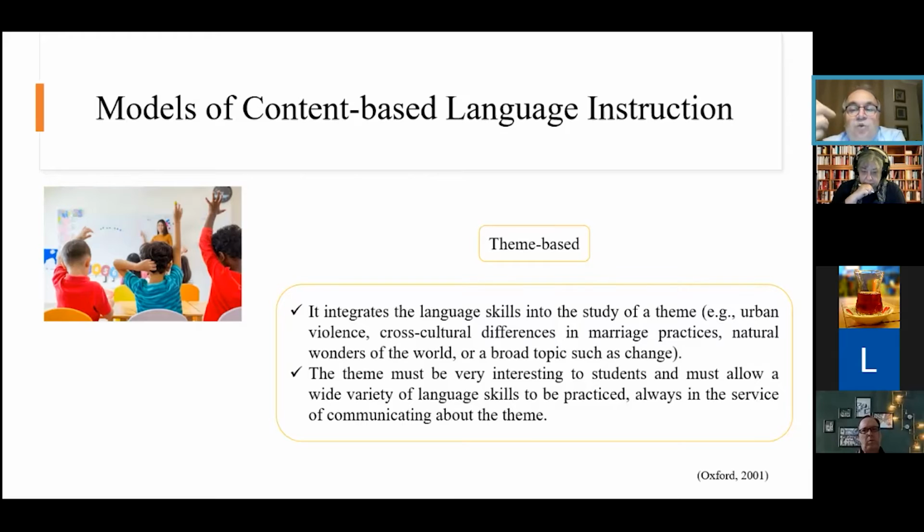So what kind of a theme do we need? For instance, natural wonders of the world, or urban violence, cross-cultural differences in marriage practices. These could be your theme, but it should integrate the language skills into the study of this specific topic. So the theme must be very interesting to our learners, and the theme must allow a wide variety of language skills to be practiced, always in the service of communicating about that specific theme.